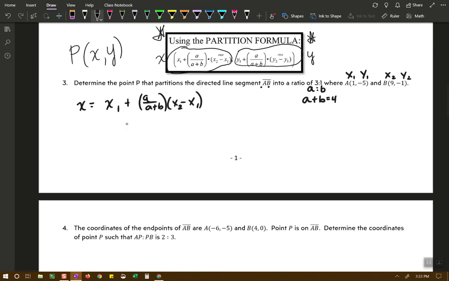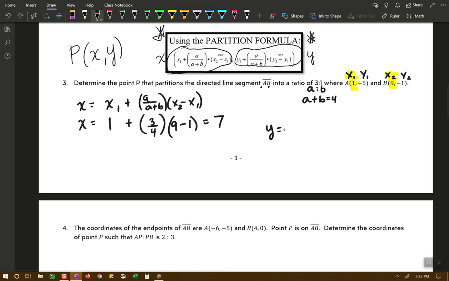X2 minus x1. Alright, so to find the x value, we have to start at x1, which is 1. And then we have to build the fraction that we're interested in. So a is 3, a plus b is 4, so it's going to be 3/4, times x2 minus x1. Should get a little highlighter here. x2 minus x1. So 9 minus 1. If you put this in the calculator, 9 minus 1, 8 divided by 4, 2 times 3, 6 plus 1, 7. And we can do the same thing for y.